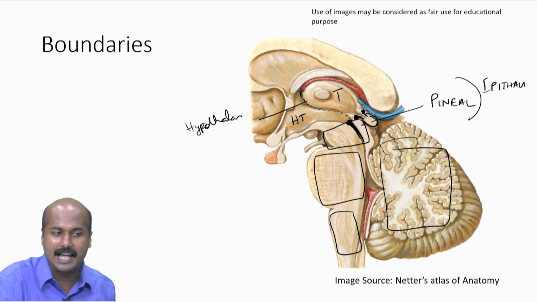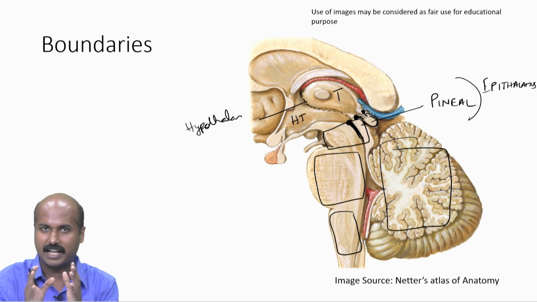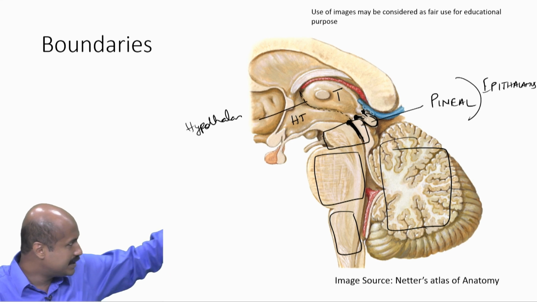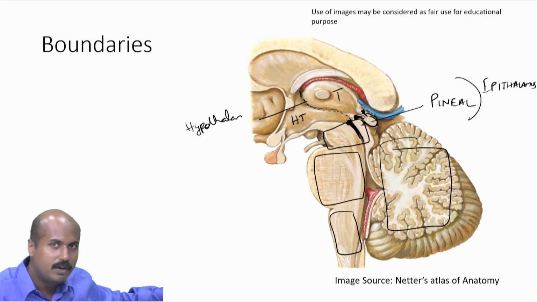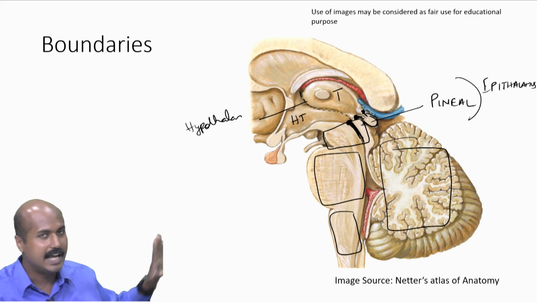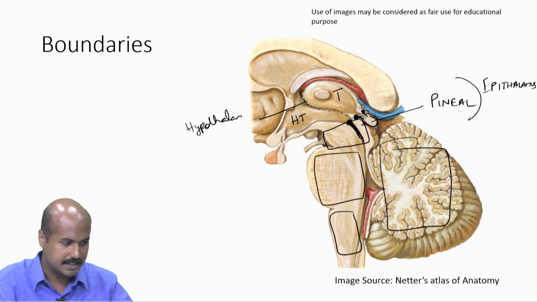I told you earlier that anything with the name thalamus is part of the diencephalon, and the diencephalon contains the third ventricular cavity. So, you can see how the third ventricular cavity, what you see here, is related to the hypothalamus below, the thalamus above, and posteriorly the epithalamic structures. So, all these things are very clear in this image.